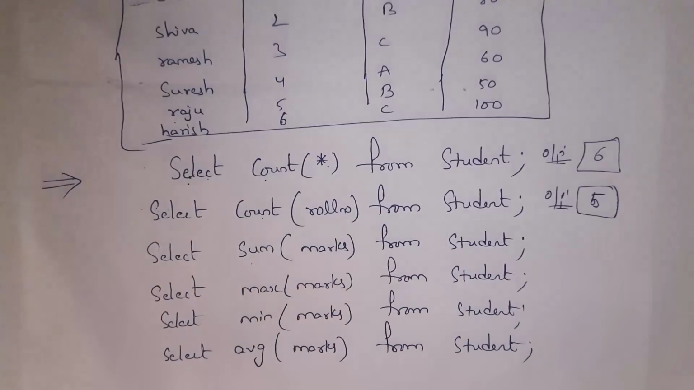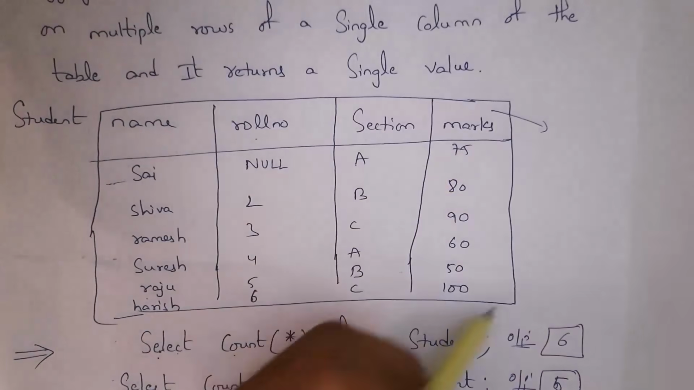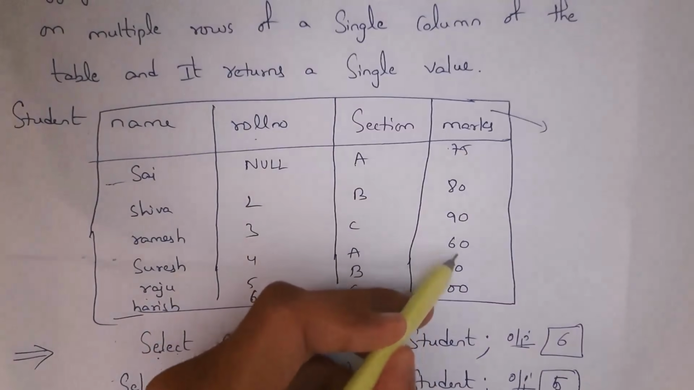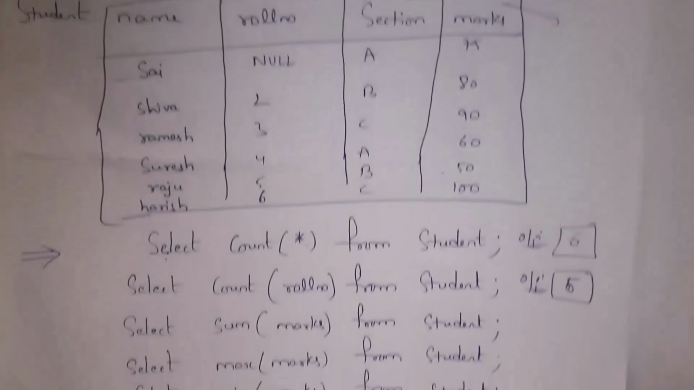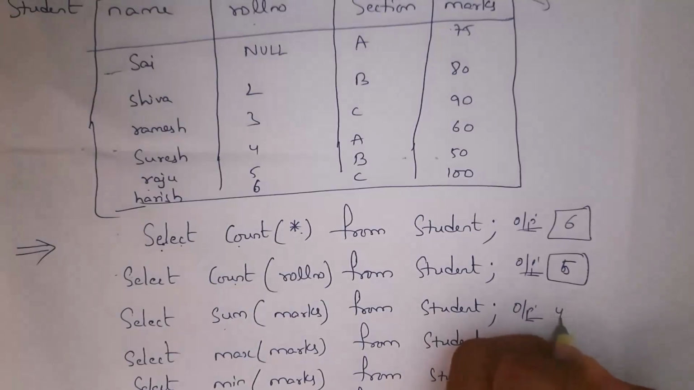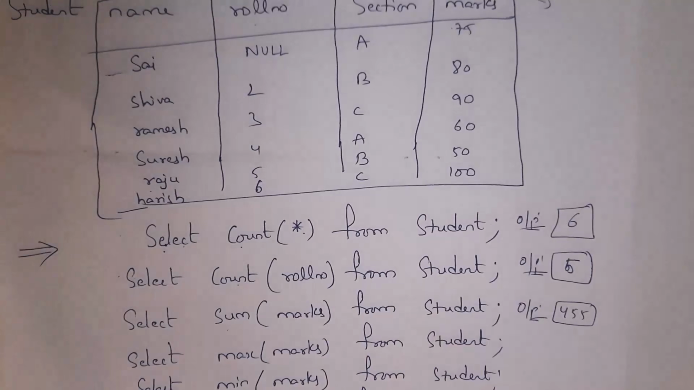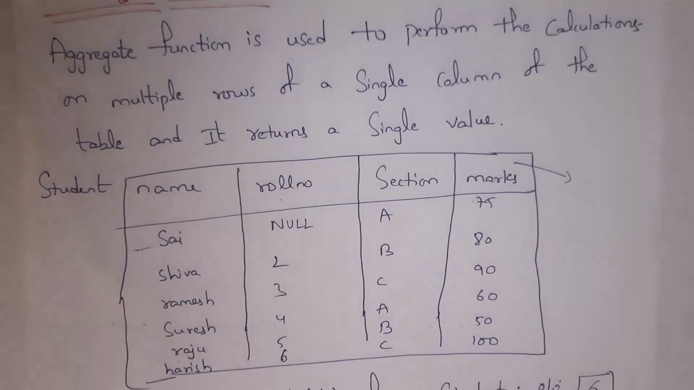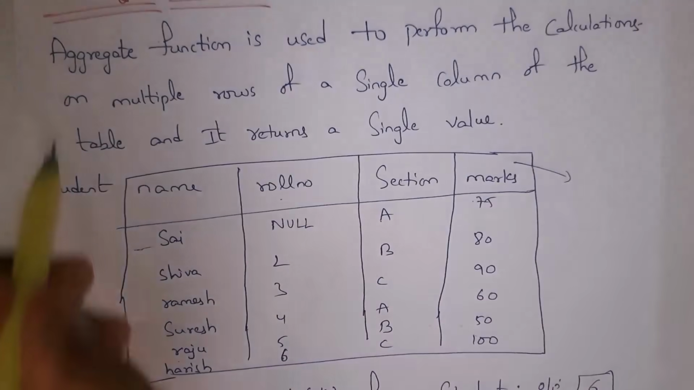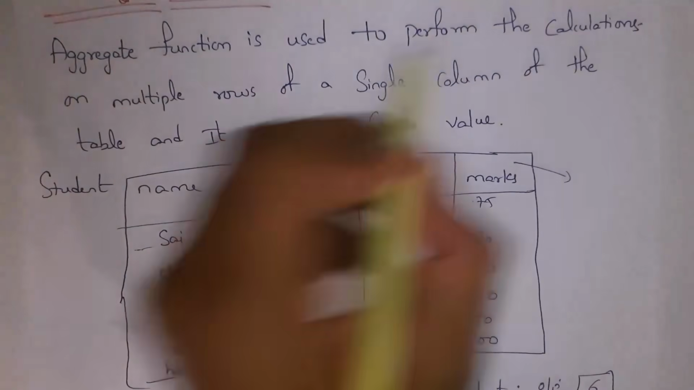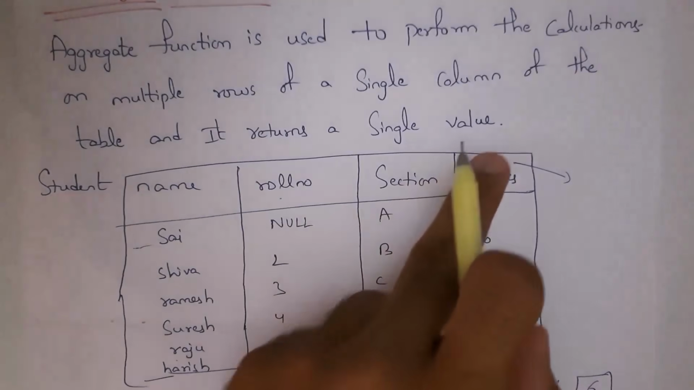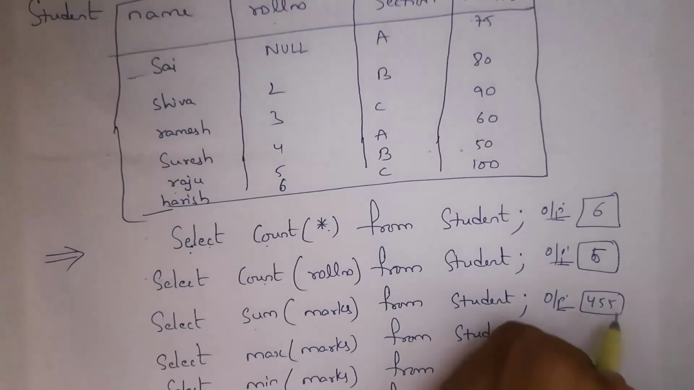Whenever I write this code and click enter, it will perform addition on all the rows in the marks column. So 75 plus 80 plus 90 plus 60 plus 50 plus 100, that is 455. It will display the output 455. Guys, aggregate functions will display only a single value as output. Here we applied the aggregate function to all the rows in the marks column. So an aggregate function is used to perform calculations on multiple rows of a single column of the table, and it will display only a single value as output. This is my output, that is 455.